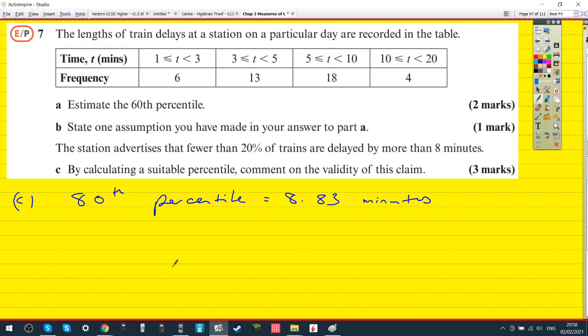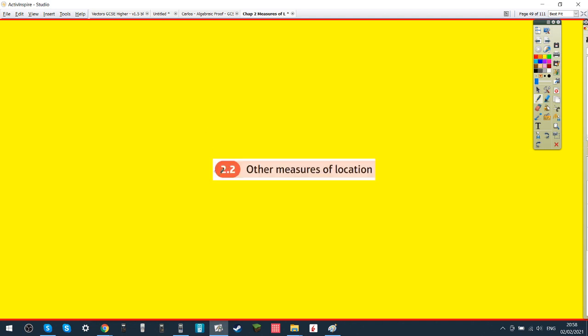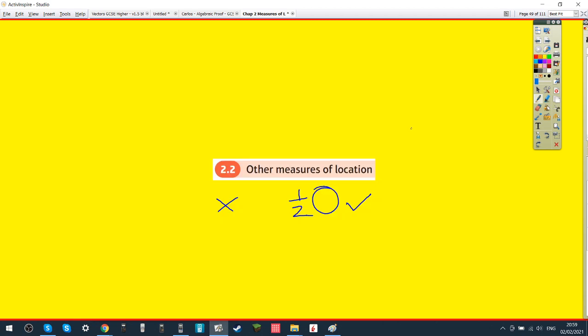So it's false. And why is that? Because it's 8.83 minutes, not 8 minutes. The advertisement is incorrect. In fact, 20% of trains are delayed by more than 8.83 minutes, not just 8 minutes. The median interpolation stuff is tricky, but you got there. And if you're able to do that, then you're going to be great.